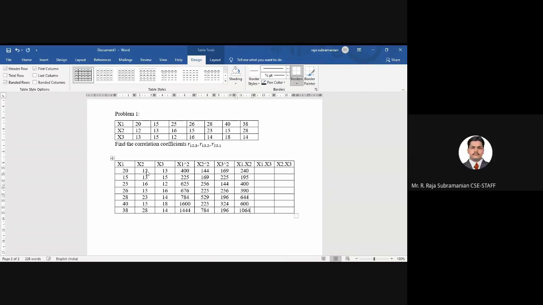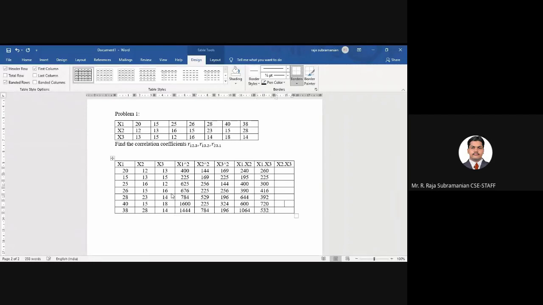Now x1 x3. 20 into 13 is 260. 15 into 15 is 225. 25 into 12 is 300. 26 into 16 is 416. 28 into 14 is 392. 40 into 18 is 720. 38 into 14 is 532.